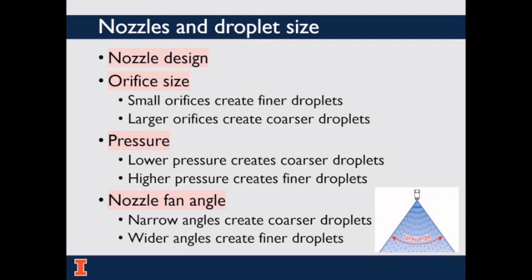Although it's true that using narrower fan angles will create larger droplets and reduce drift potential, narrower fan angle nozzles generally require greater boom height to maintain proper overlap, which usually negates any advantage in reducing drift. With all these things in mind, let's look at some nozzle designs.